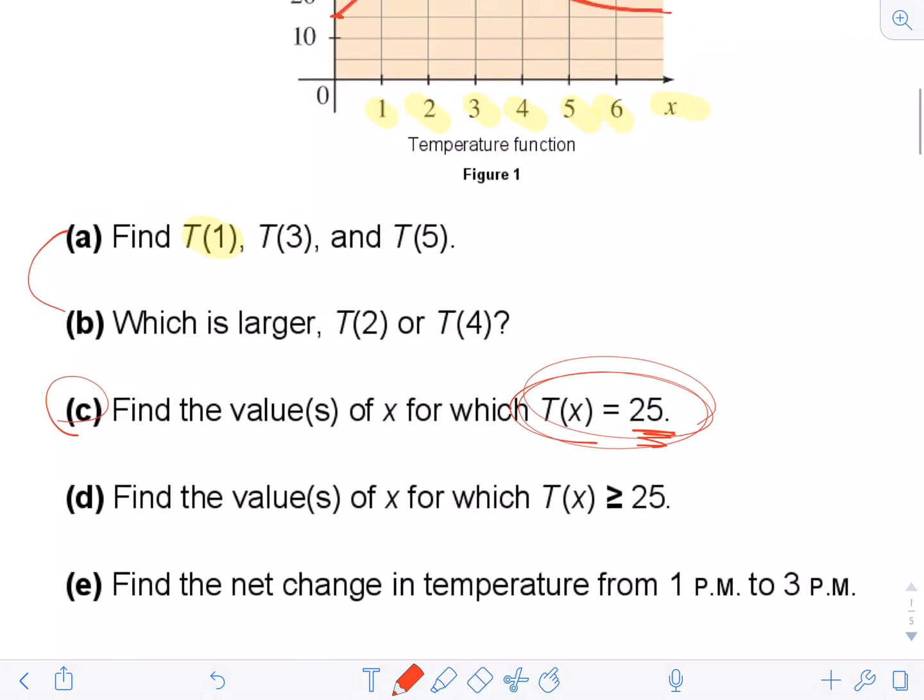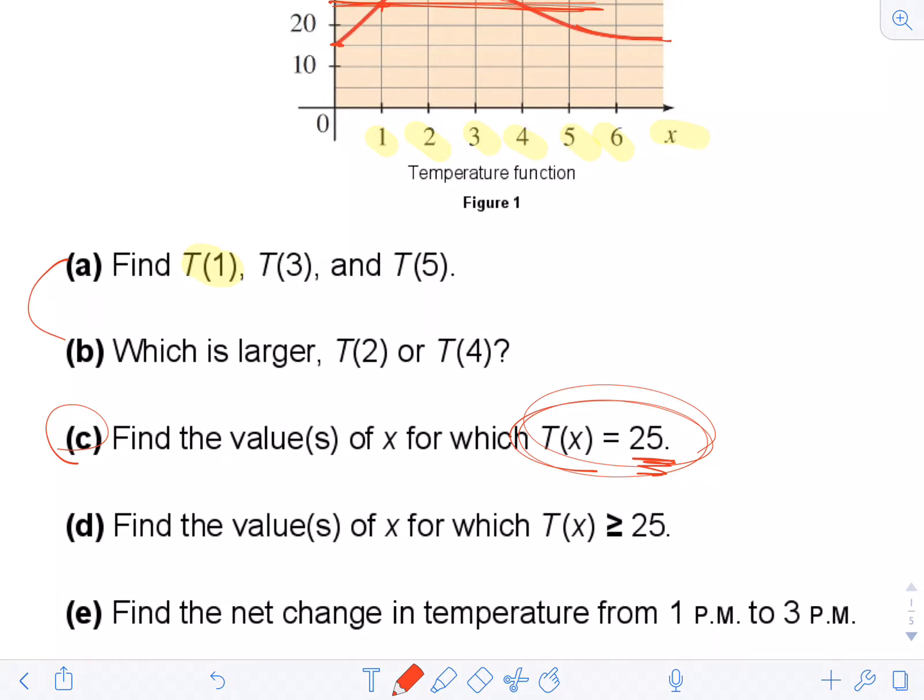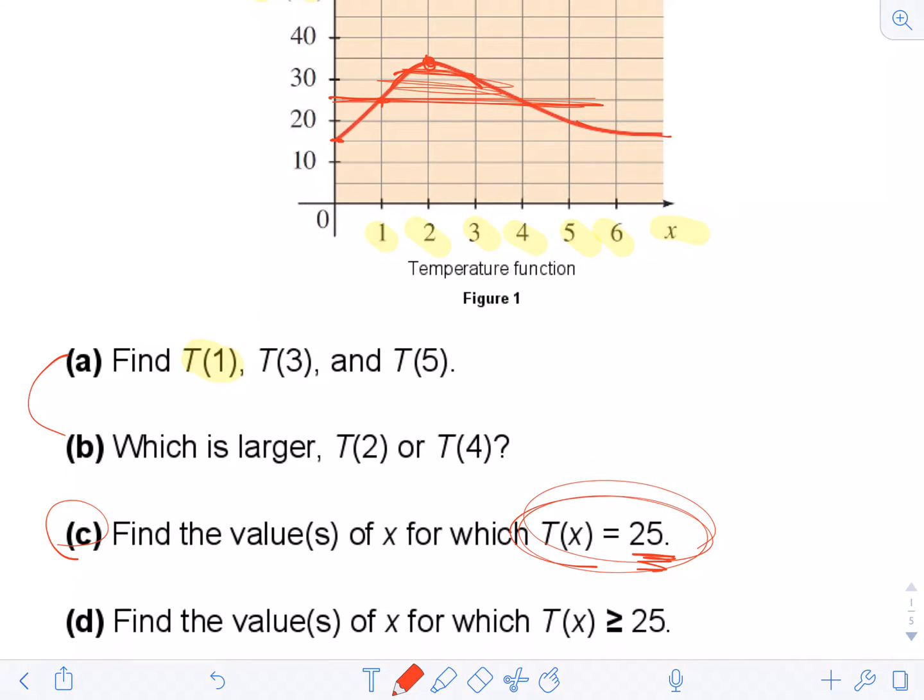And then the net change. Net change is something that's going to continue to come up. Net change is just what's the difference in temperature from 1 to 3. Well, at 3, it looks like it's 30 degrees right here. And then at 1, it was 25 degrees. So the net change for that would just be 5 degrees.